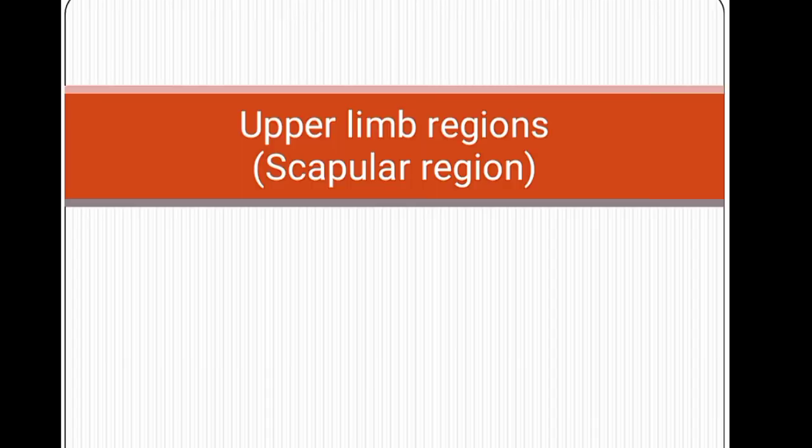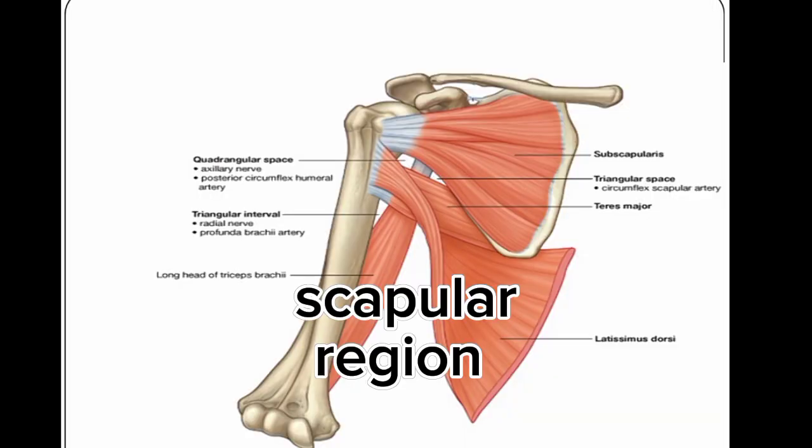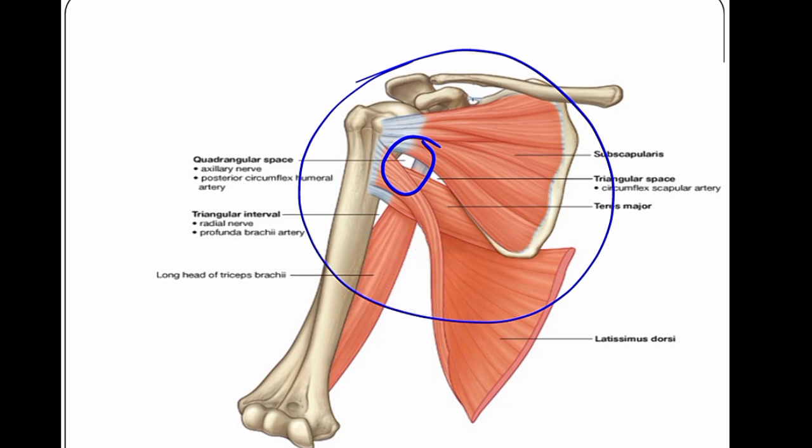So let's discuss the scapular region. The scapular region is closely related to the scapula and humerus along with their muscles. Collectively, this region is called the scapular region. Now, there is an important point in this region, that is this quadrangular space. This quadrangular space is very important in this region. It is quadrangular in shape and has four main boundaries.